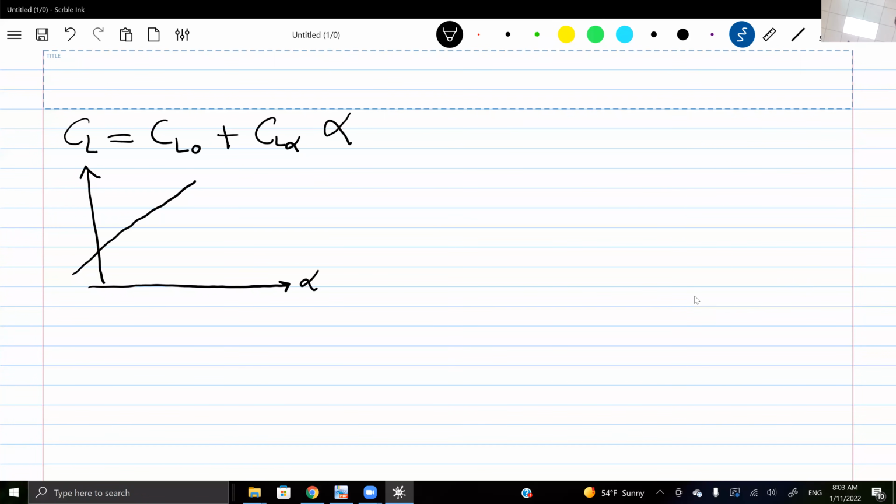Thank you. So this is how the lift coefficient for the entire airplane looks like. Just a line, varying linearly with the angle of attack. And the same for the moment. The moment probably is more critical. C_M,CG is also a constant plus another constant times the angle of attack.